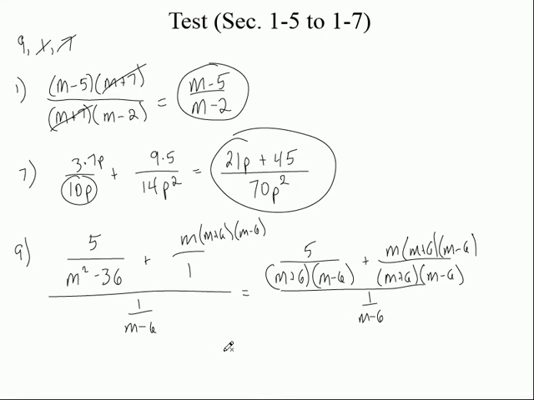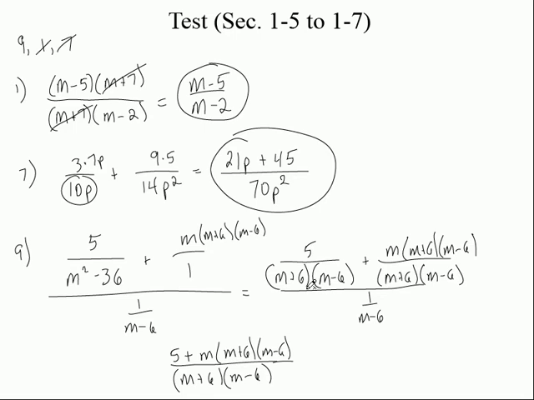So what I can do, I can rewrite this. Look at this. This has a common denominator. It's just m plus 6, m minus 6. Okay, that's our denominator. And what's the top? It's 5 plus m times m plus 6, m minus 6.